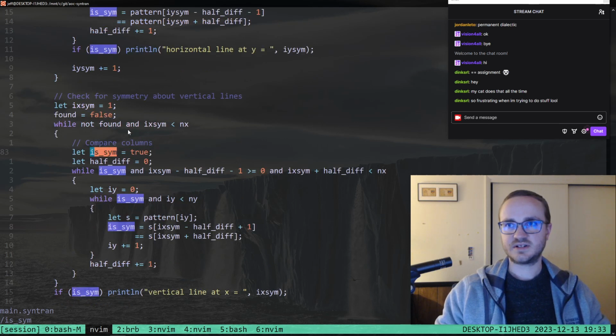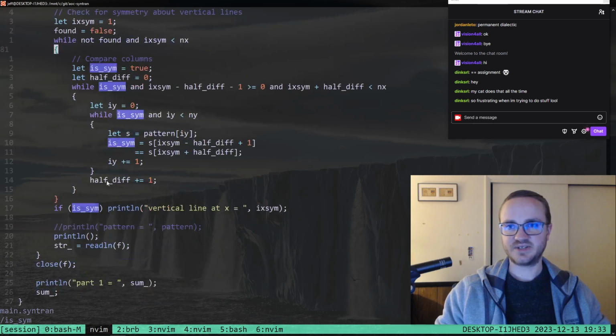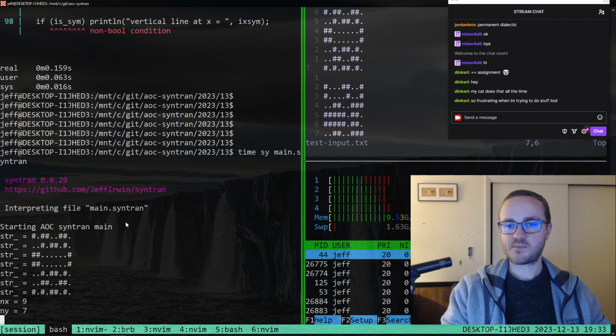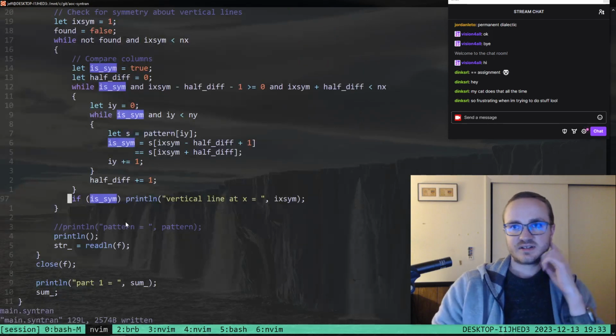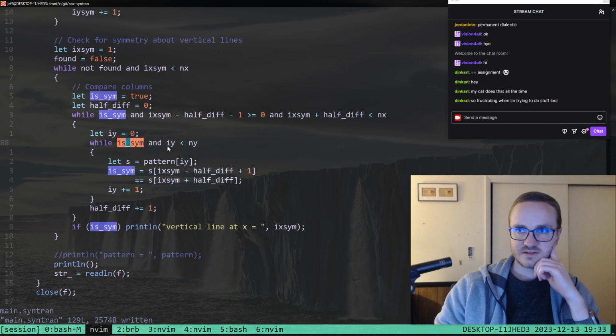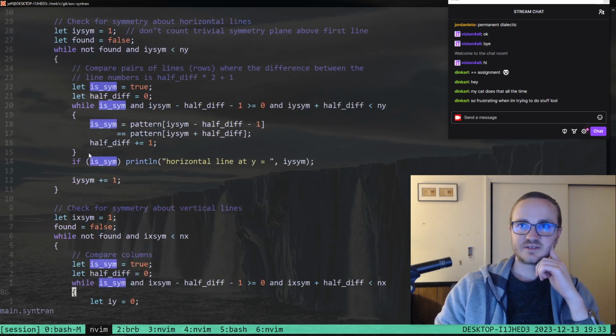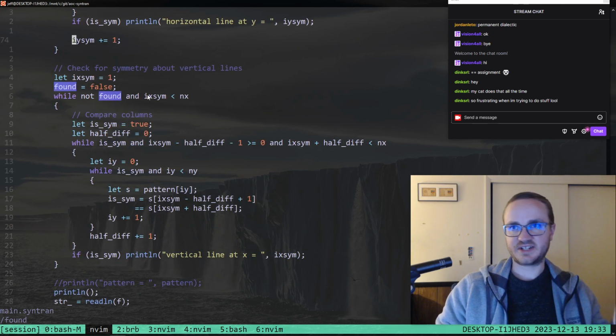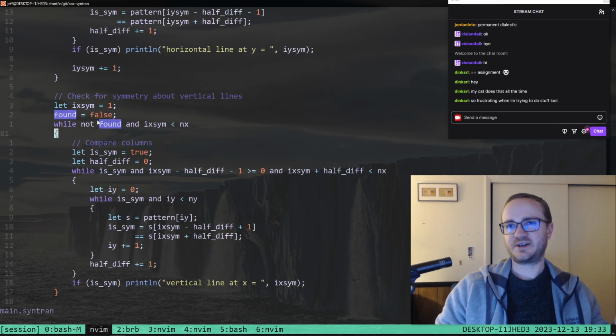Where? Oh. Okay. I can do it inside this loop. There's an infinite loop. Oh. No, I incremented half diff. Which loop is infinite? Oh. ixsym. I forgot to increment ixsym. And I also want to set found because I want to break out of the loops if I find a symmetry plane.